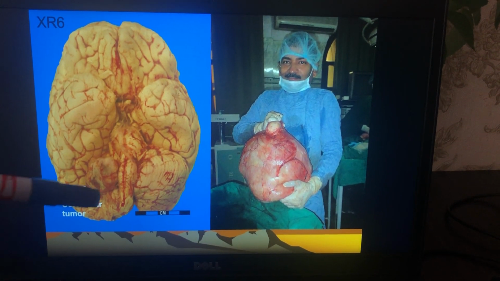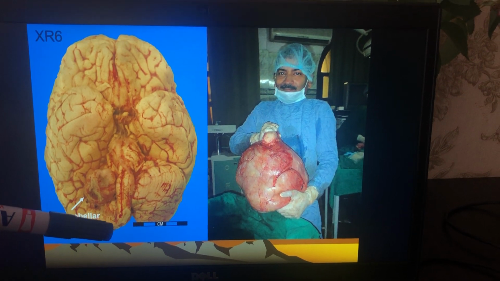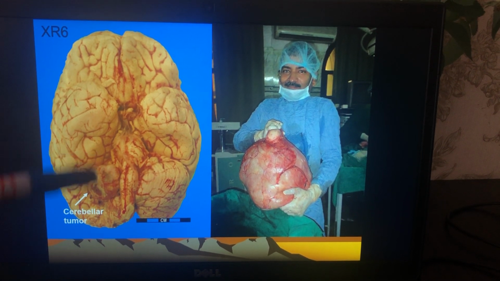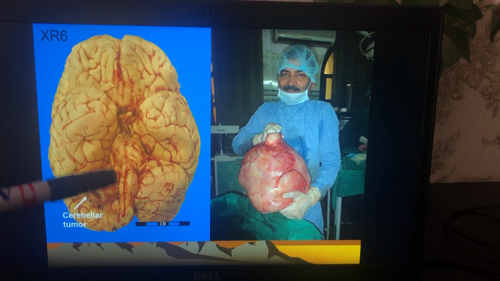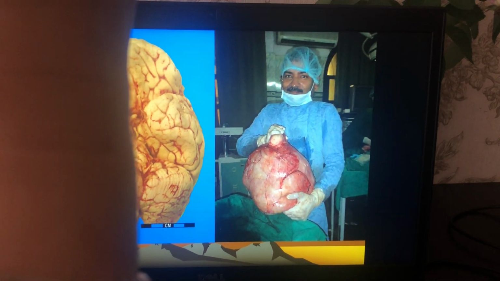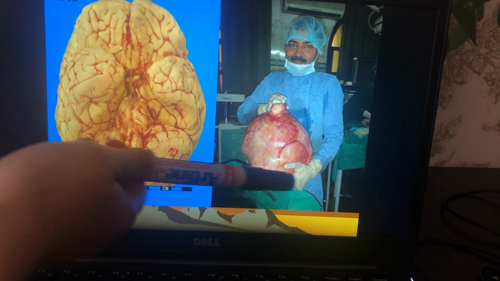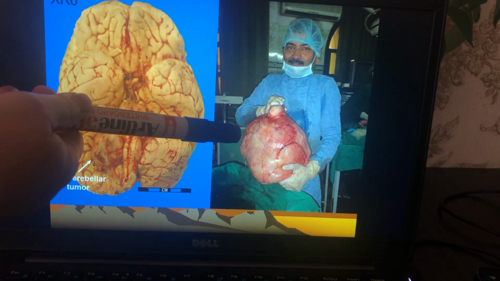This is a tumor in the brain. This is a cerebellar tumor, because that's the front, that's the occipital, your cerebellum, right? So this is a cerebellar tumor. It's not that big. It's about maybe that size, right? As compared to that. This is an abdominal tumor. This is not malignant. This is a benign tumor.